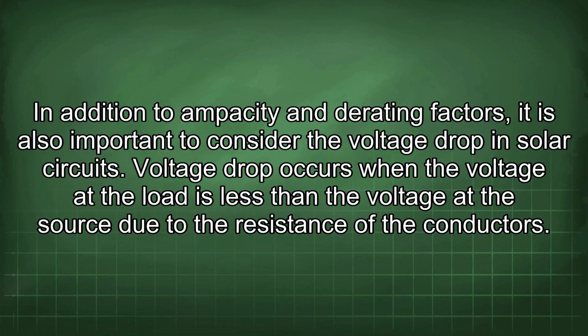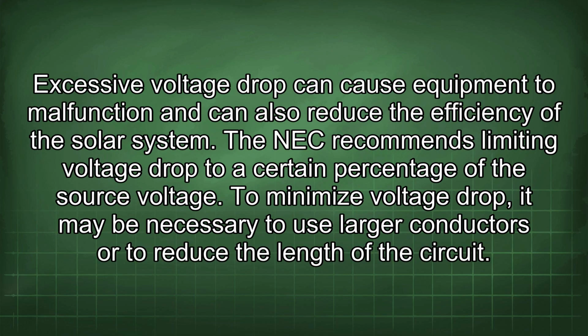Voltage drop occurs when the voltage at the load is less than the voltage at the source due to the resistance of the conductors. Excessive voltage drop can cause equipment to malfunction and can also reduce the efficiency of the solar system. The NEC recommends limiting voltage drop to a certain percentage of the source voltage. To minimize voltage drop, it may be necessary to use larger conductors or to reduce the length of the circuit.